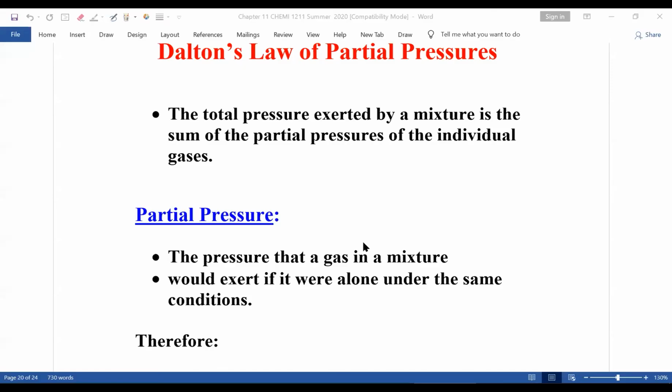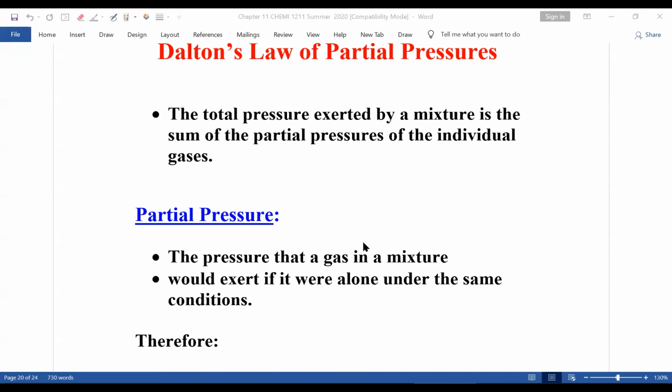Click, switches on. This can be on the test. It will be, if you didn't catch that. And that's Dalton's law of partial pressure.